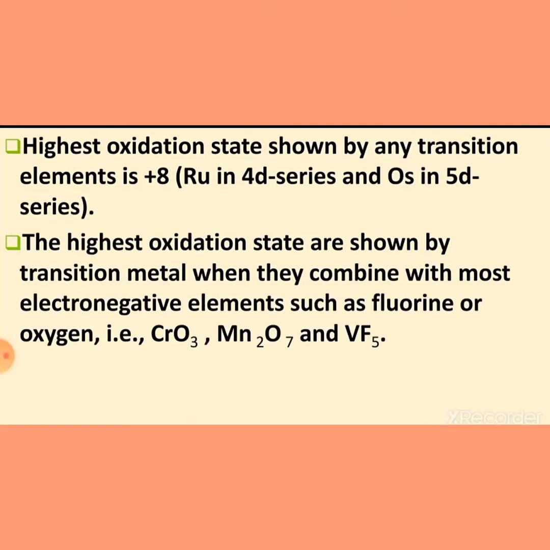The highest oxidation state shown by any transition element is +8, for example, ruthenium in the 4d series and osmium in the 5d series. The highest oxidation states are shown by transition metals when they combine with the most electronegative elements such as fluorine or oxygen.